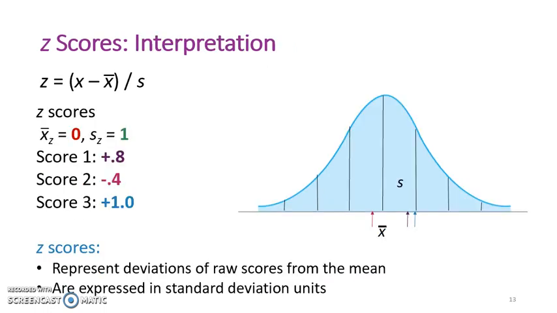So how do we interpret z-scores? Essentially, z-scores are the deviation of raw scores from the mean, but we express the scores in standard deviation units. So, for example, the third z-score we have here is positive 1. This means that that score, the score of 15, is 1 standard deviation above the mean of 10. Positive 0.8 is 0.8 standard deviations above the mean of 10. Negative 0.4 is 0.4 standard deviations below the mean of 10.